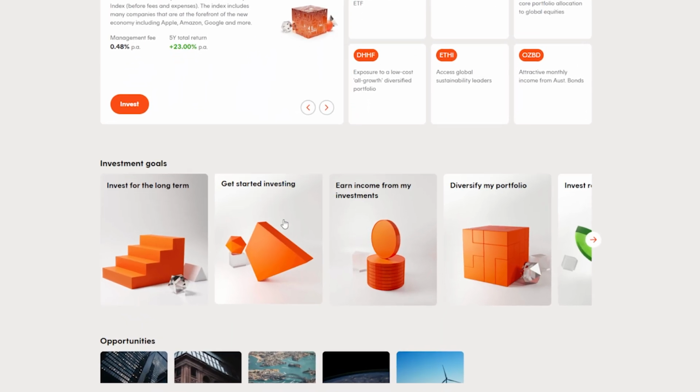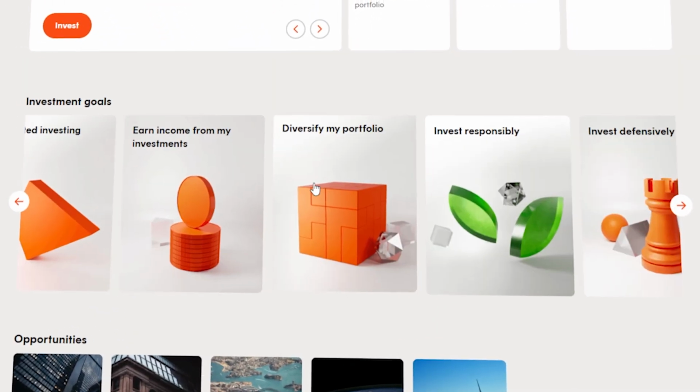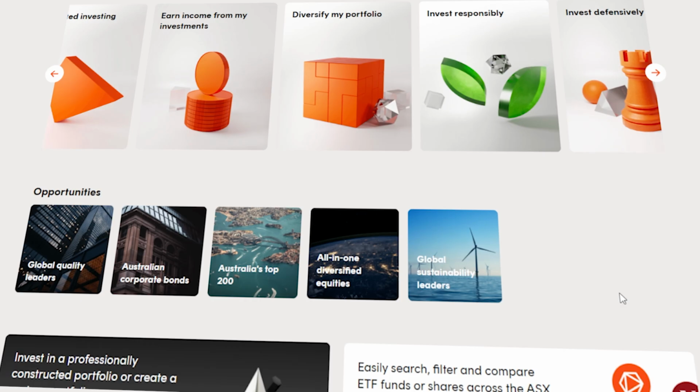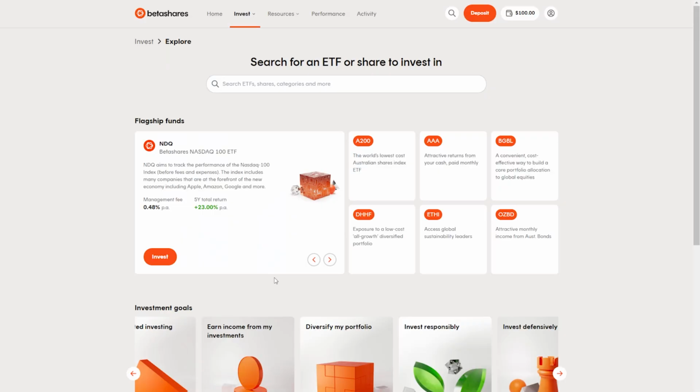Now going down, you can invest based on your investment goals too. So if you want to invest for the long term, if you're just starting out, if you are focused on income, if you want to diversify your portfolio or invest responsibly, those options are there as well. And there are some other opportunities that you can look into down here too. Now, for the purpose of this video, we're just going to focus on the first ETF right here, just to keep everything simple.